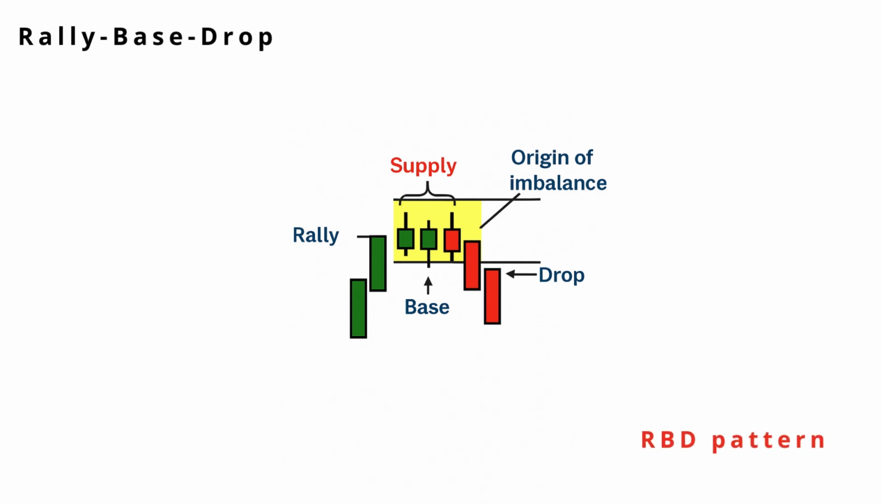Drop, the price then breaks out of this base and starts moving downwards, signaling a strong reversal of the prior uptrend. An RBD pattern is a potential selling opportunity. Traders often look to enter short positions within the base's supply zone, anticipating the drop to continue.